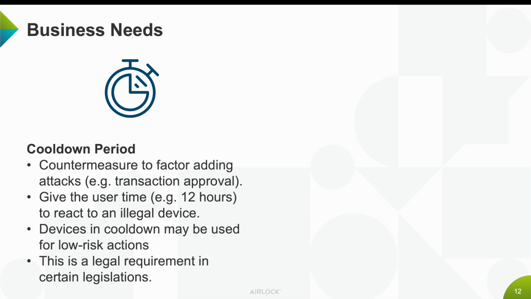For example, transaction approval for low value transactions like less than $80, or maybe for authentication, but it should not be used for high risk transactions like transaction approval above $80 or changing of context data items of communication channels like email or phone number changes. In certain areas, this is a legal requirement, for example, in Singapore.